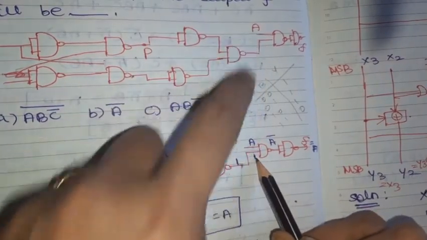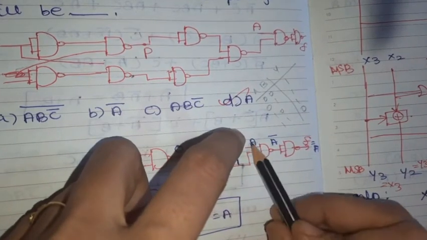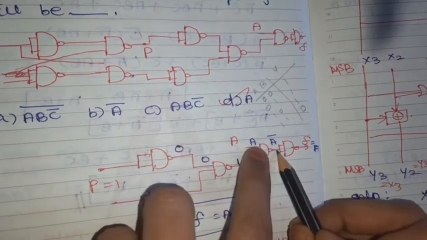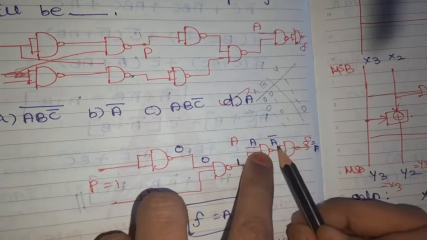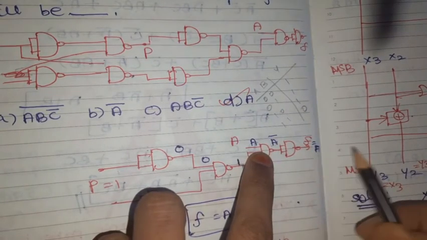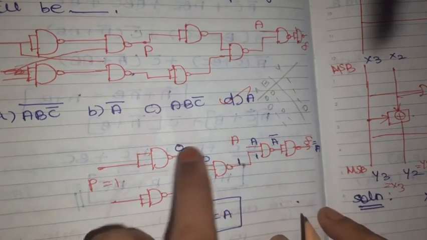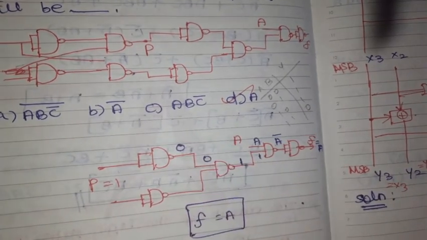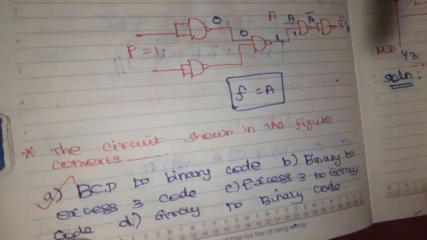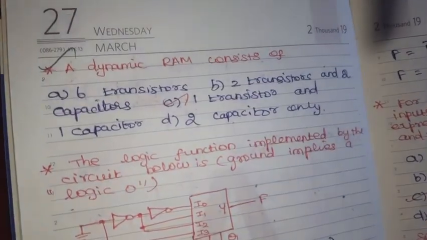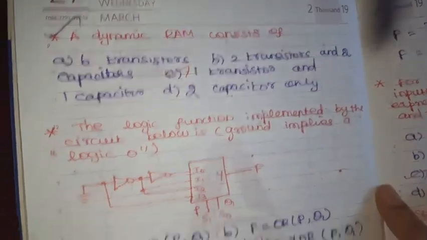Then what is given? A. A into A bar at the output, A bar. This just acts as an inverter, a NOT gate, so we will get A as the output. F equal to A is the right option for this problem. Then we'll move on to the next problem. This we have also discussed already.